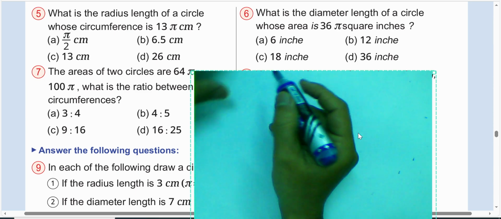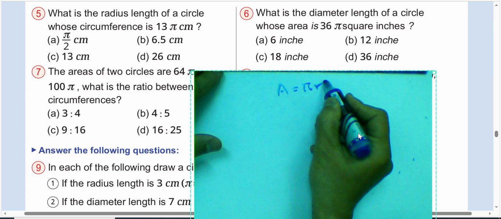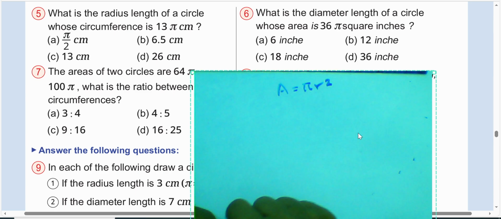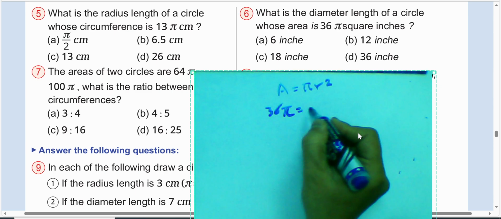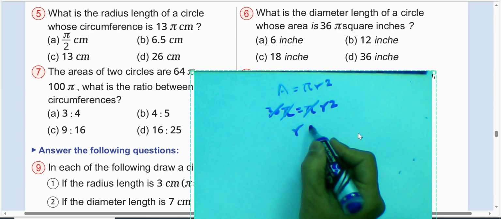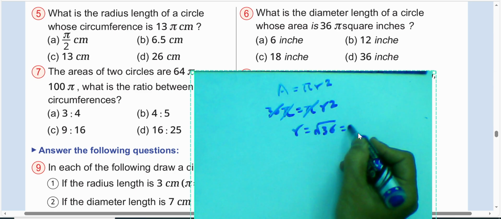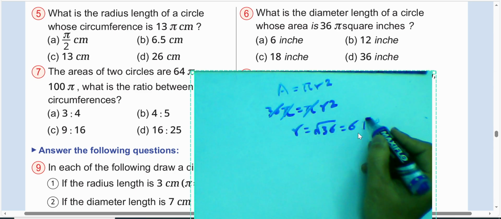Area equals pi r power 2. He gave me the area was 36 pi, equal to pi r power 2. We can cancel pi by pi, then r equals the square root of 36, equal to 6 centimeters, or 6 inches.